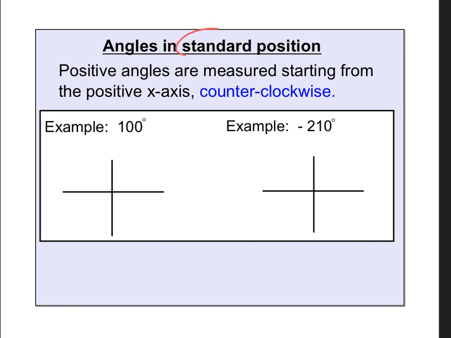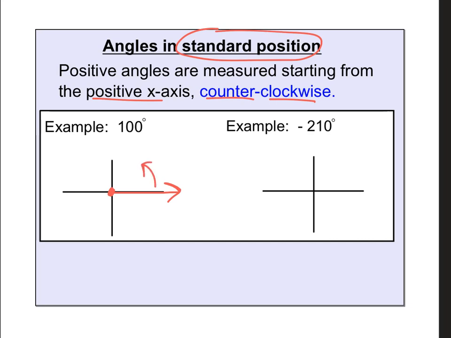And that's what this whole standard position is. Basically, you always start from the origin. The initial ray of the angle is always going to be the positive x-axis. And now positive angles always go counterclockwise. So you're going to go around through quadrant 1 and into quadrant 2. It's going to open up this way all the time.